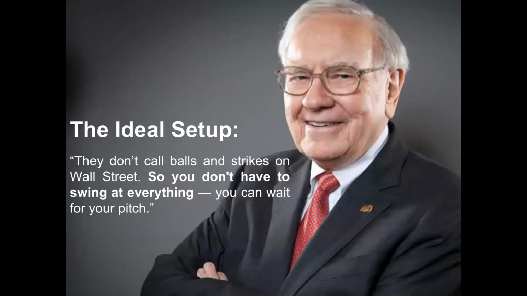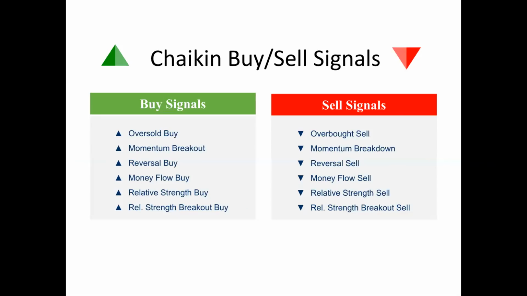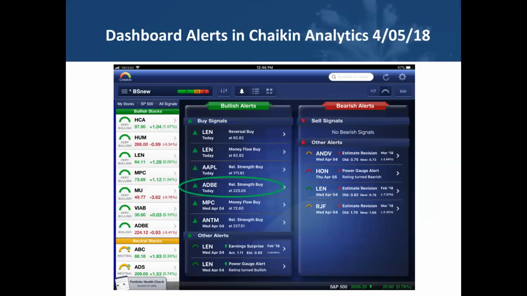Now, everything we've looked at, we call the ideal setup. Warren Buffett calls it the fat pitch. He's famously said they don't call balls and strikes on Wall Street, so you don't have to swing at every pitch. You can wait for your pitch. Well, the key to that is timing. And so we have 6 pairs of buy and sell alerts in Chaikin Analytics. And we have a dashboard in our iPad and desktop app to tell you which stocks in any list that you create or any ETF or market index have triggered a buy signal on a given day.